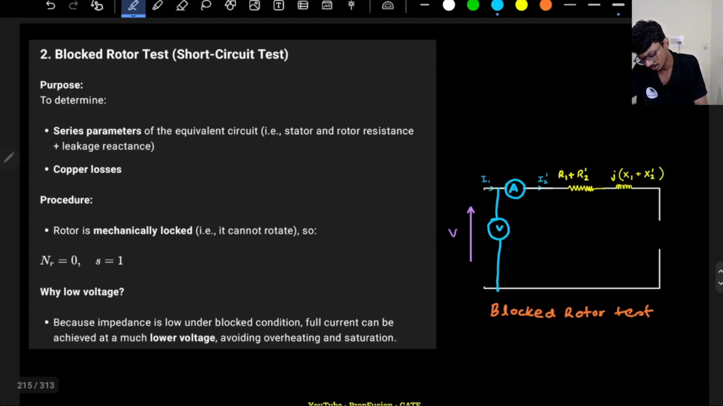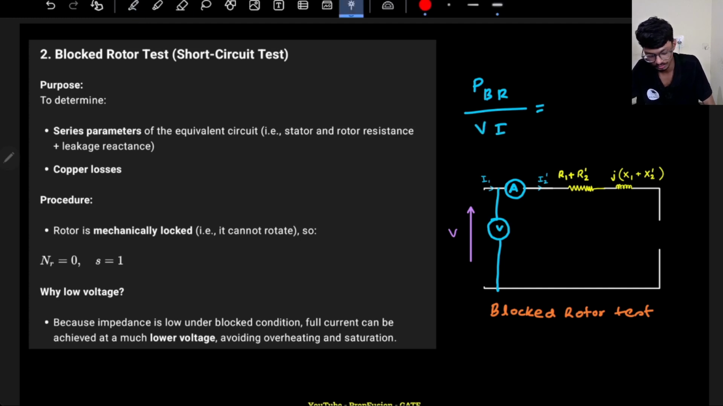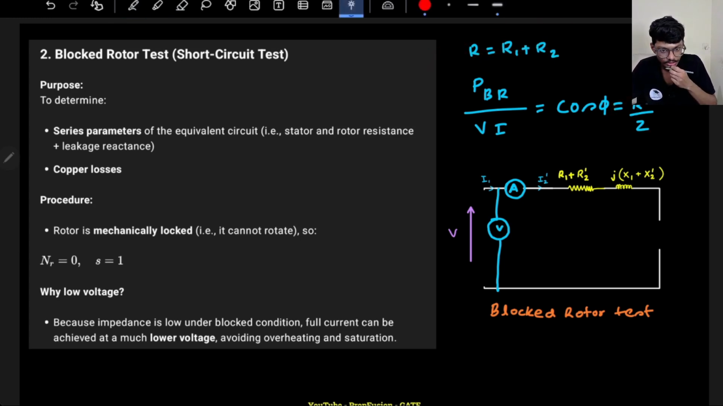Also one more thing we can do. You know the power of the blocked rotor test, PBR, and if you divide it by the voltage of the voltmeter into current, this is basically power, which is VI cos phi, divided by voltage into current. So this will be cos phi. Cos phi is another way to find out the parameters. It is R by Z, right? R is basically R1 plus R2, and Z is this. I hope you have understood this thing.